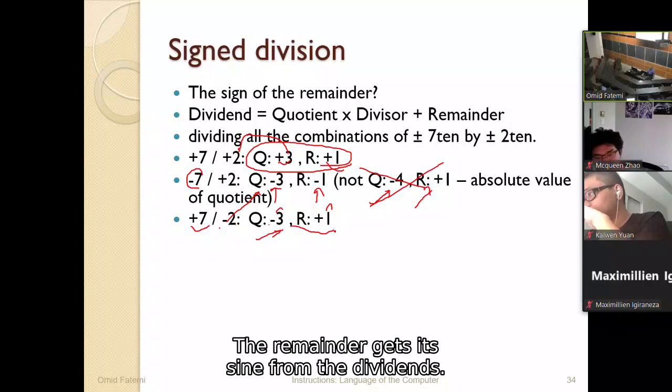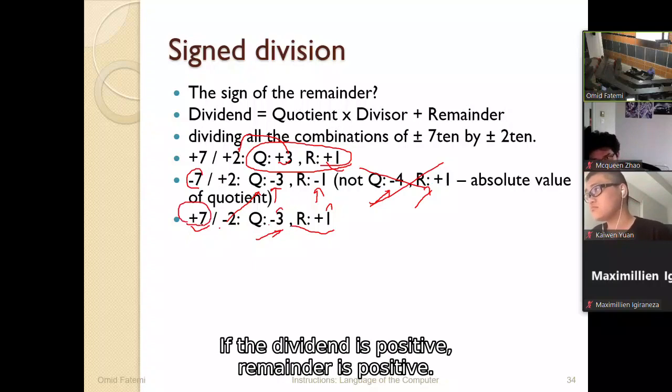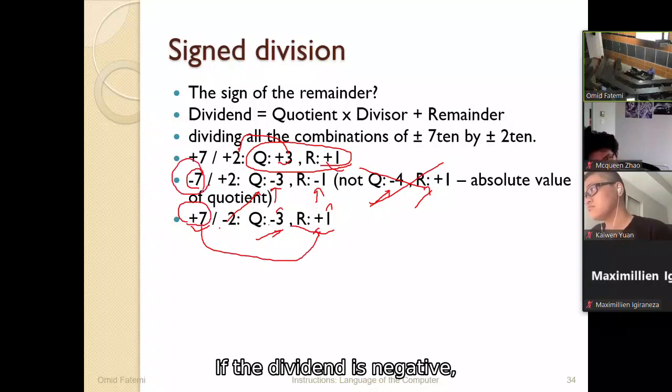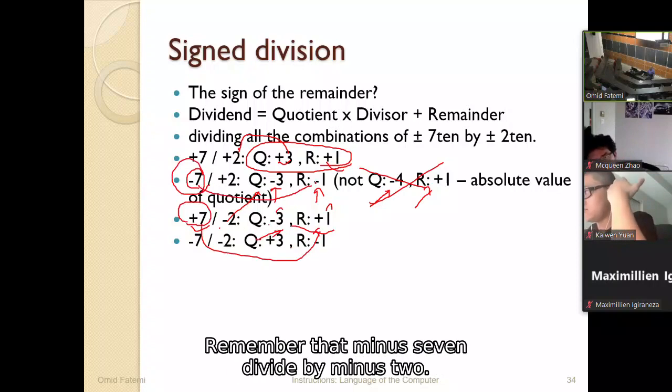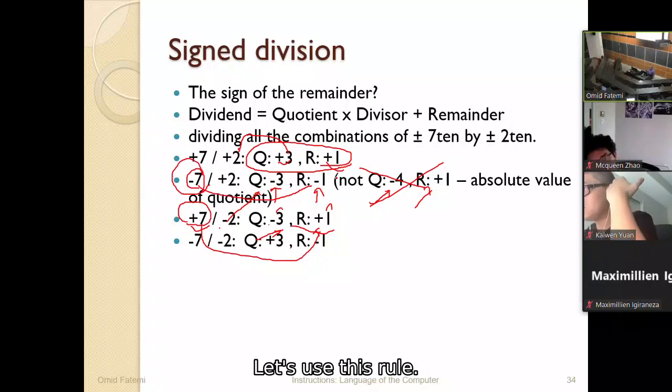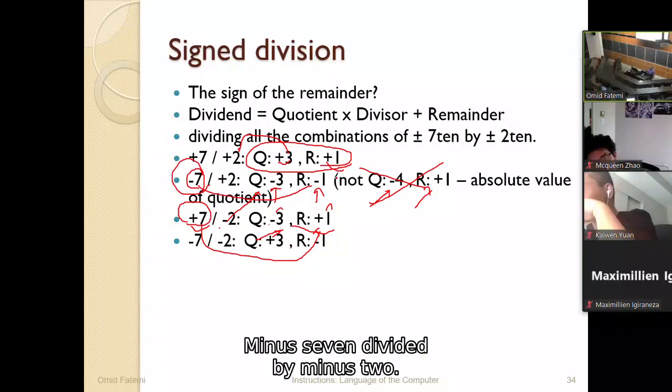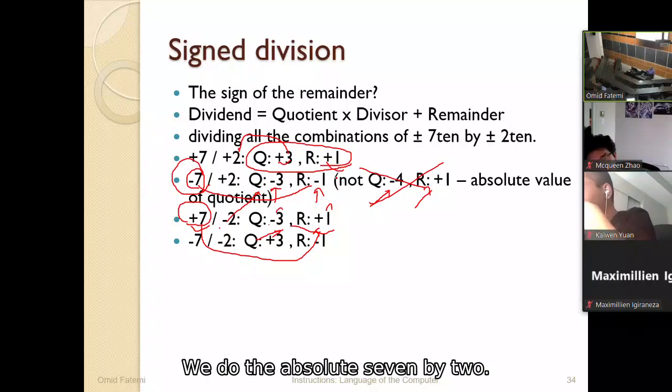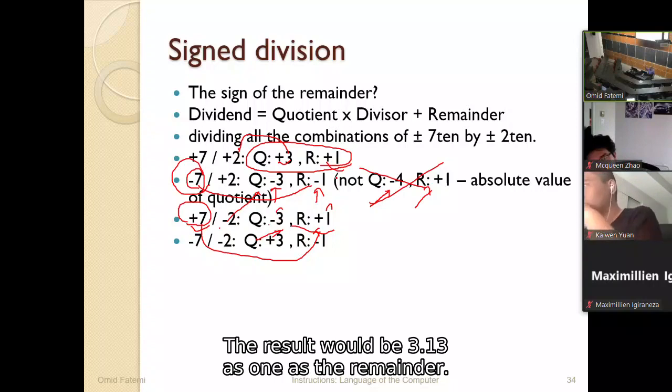But what about the remainder? The remainder gets its sign from the dividend. If the dividend is positive, the remainder is positive. If the dividend is negative, the remainder is negative. So remember that. Minus 7 divided by minus 2. Let's use this rule. We take the absolute values, 7 by 2. The result would be 3 and 1, 3 as quotient, 1 as the remainder.